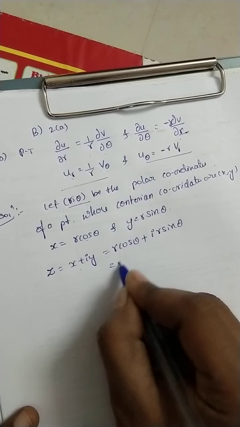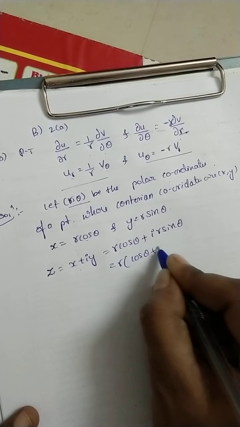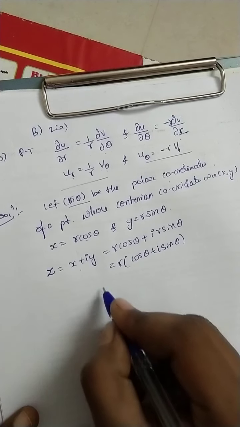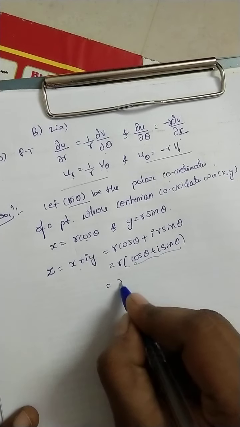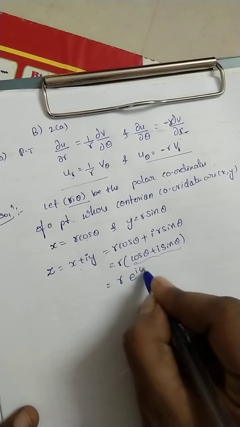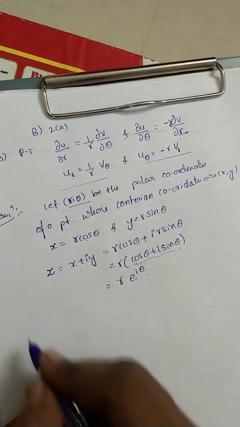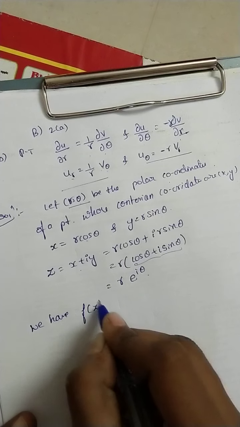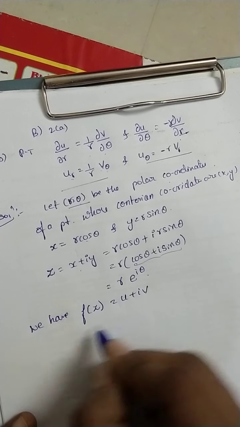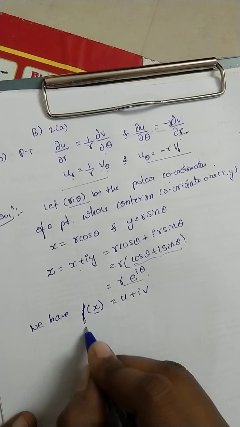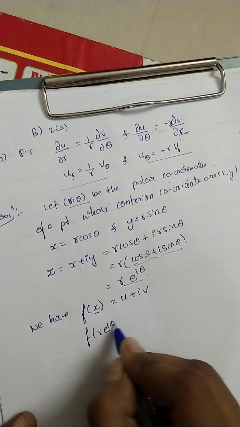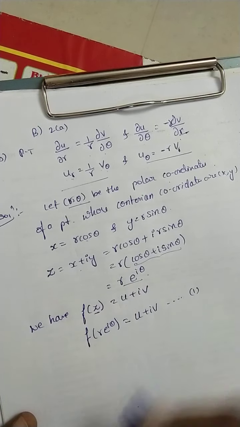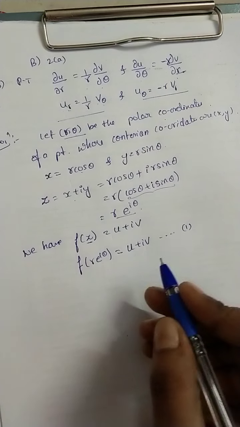Now we can take r common, so cos θ plus i sin θ. This part you can write in the exponential form, e to the power iθ. Again, for f of z we have u plus iv. So z equals r e to the power iθ, which equals u plus iv. This is our first equation.